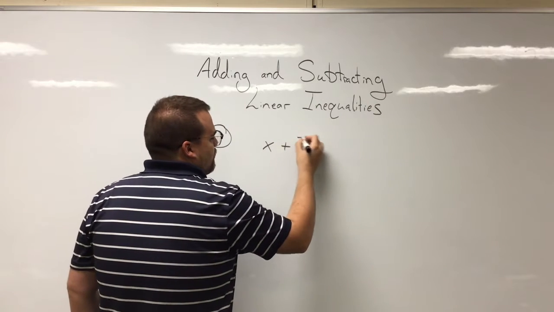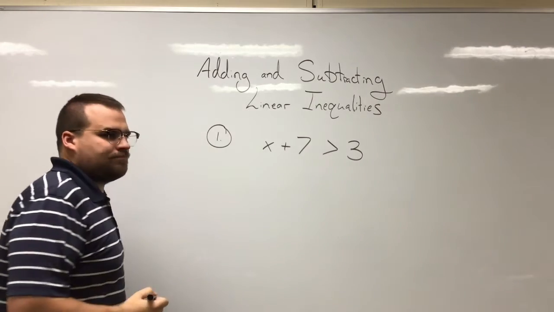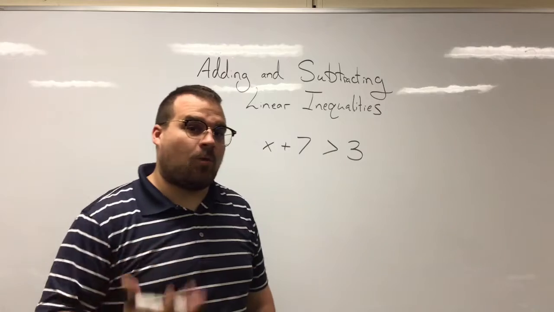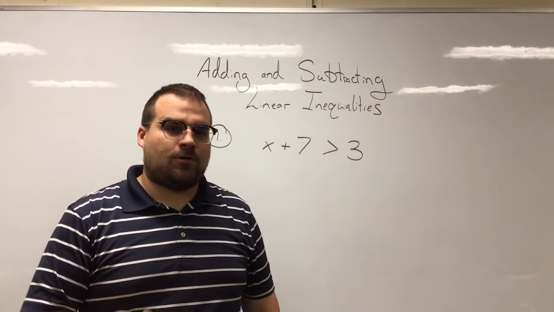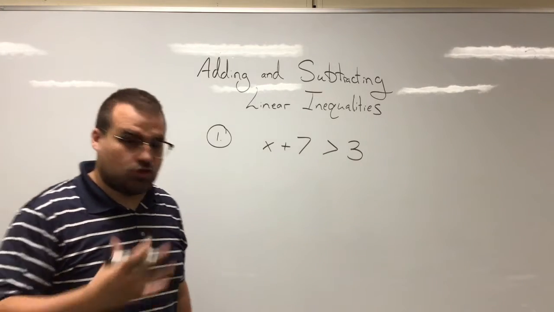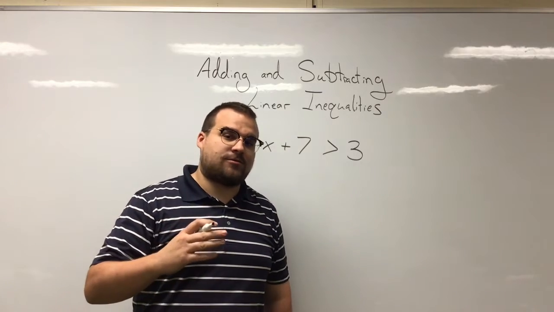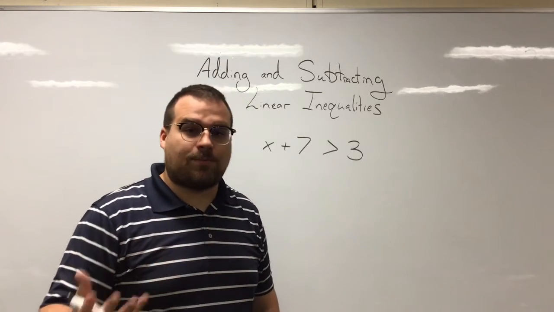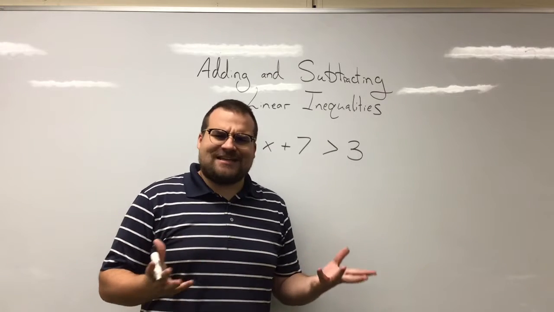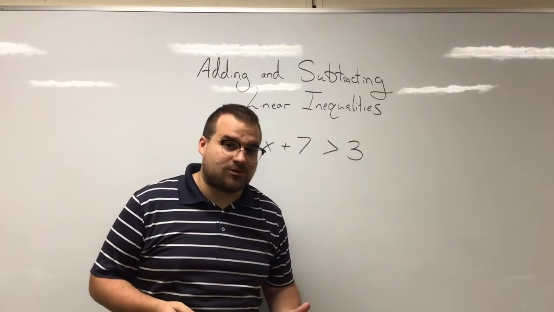X plus 7 is greater than 3. Looks pretty straightforward, right? It looks like a one-step equation. The only thing we have to do is get that x on its own, just like we did in one-step equations. And we do that through utilizing inverse operations. Again, just like we did before. Is there really anything different to this at all? To be honest with you, not much.